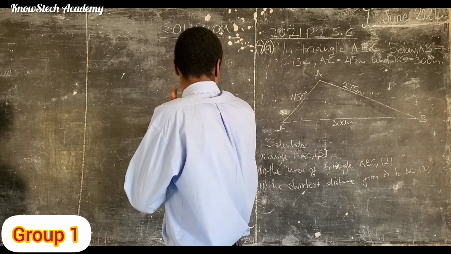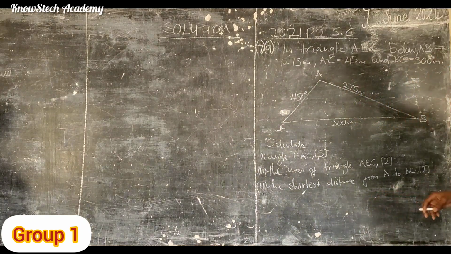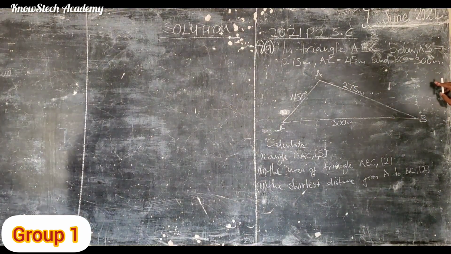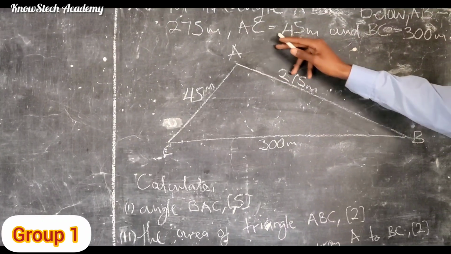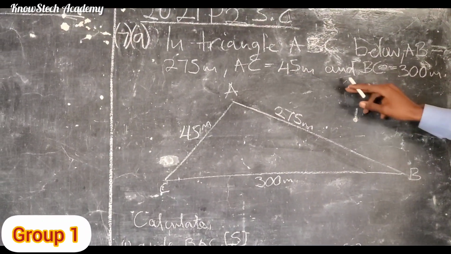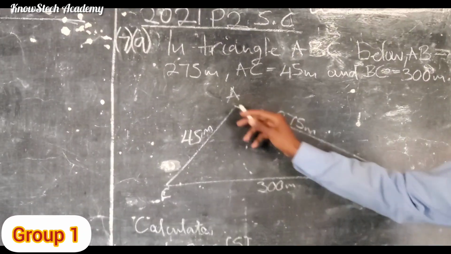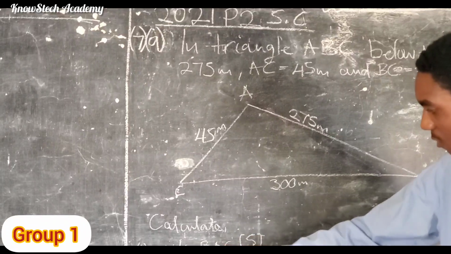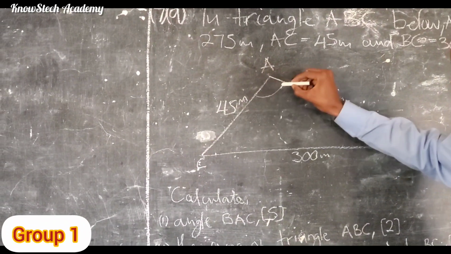Okay, so what is the question telling us to do? First, we read the question here. In the triangle ABC below, AB equals 275 meters, AC equals 45 meters, and BC equals 300 meters. This is the triangle, right? So we have to calculate angle BAC. We calculate this angle here.